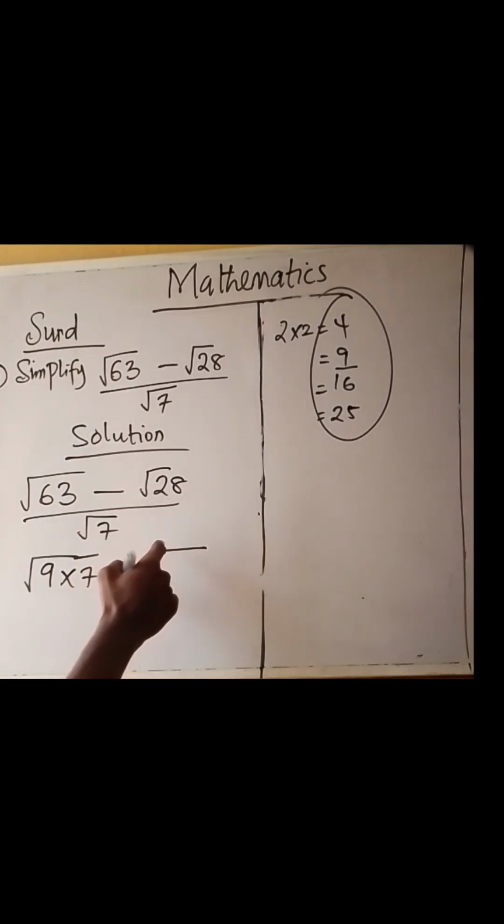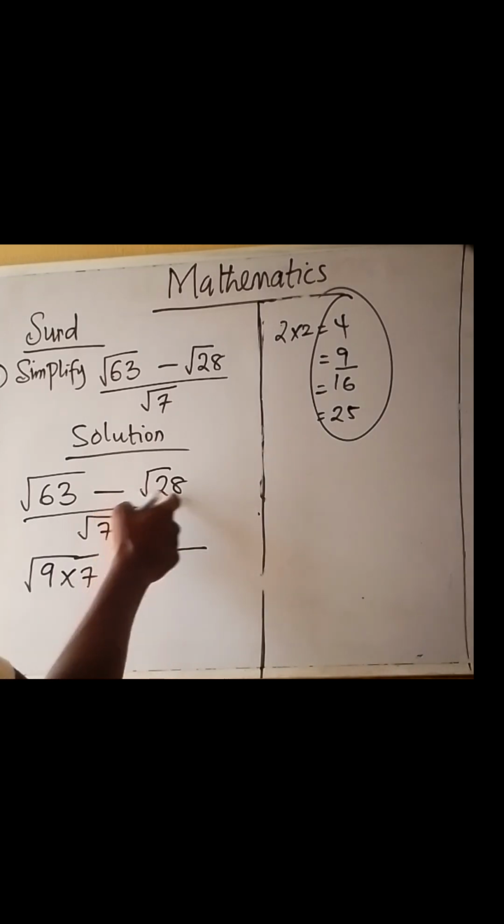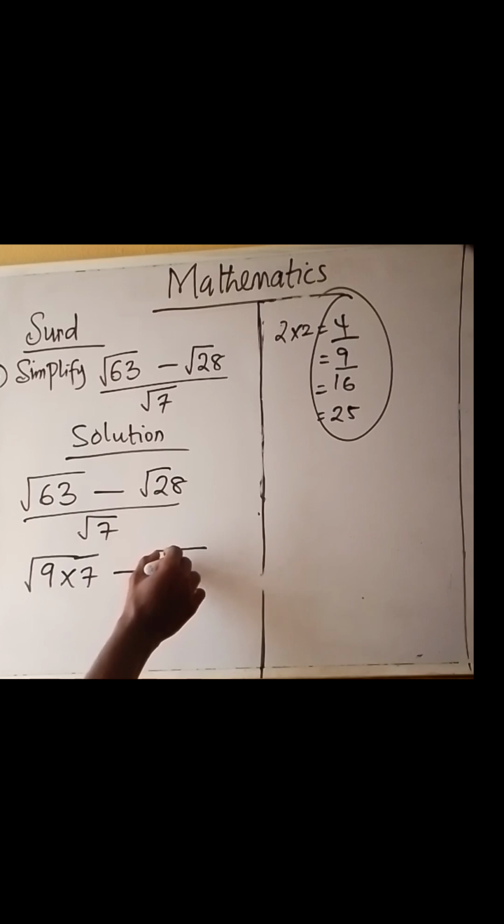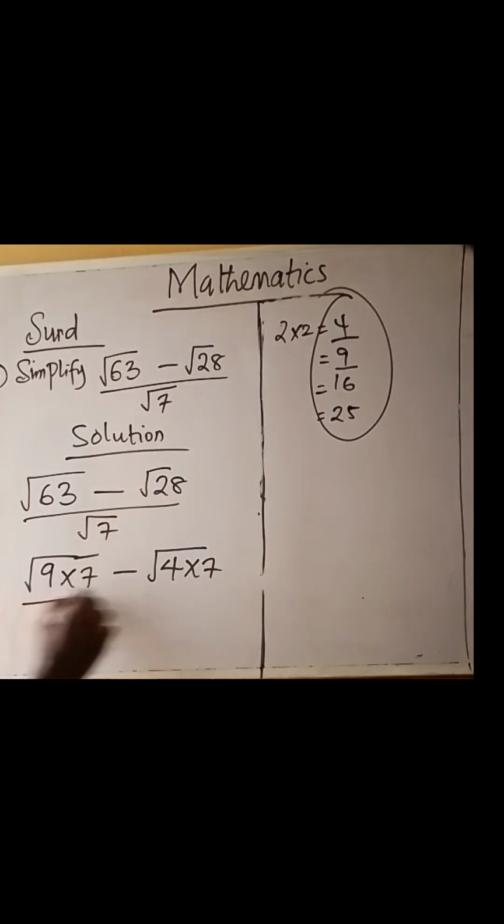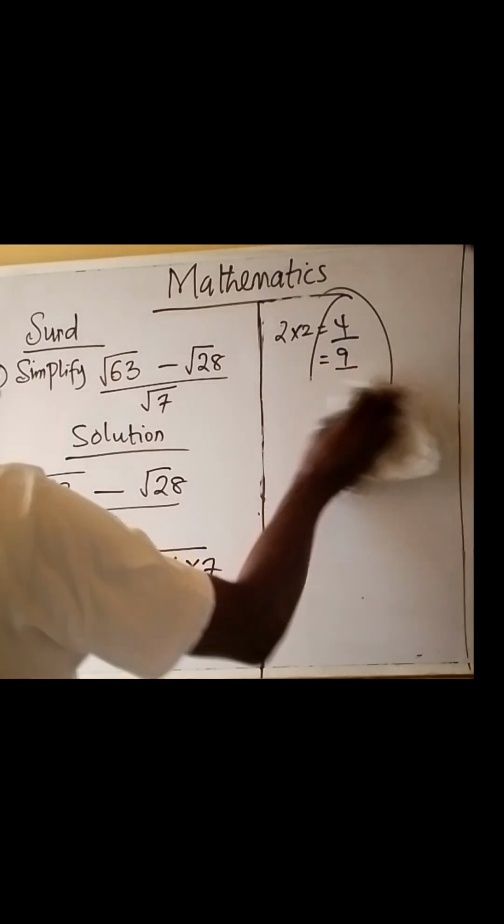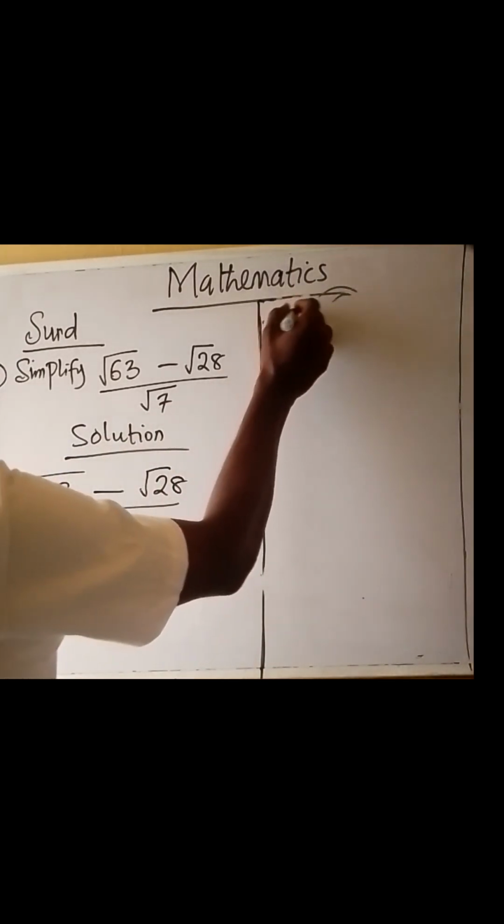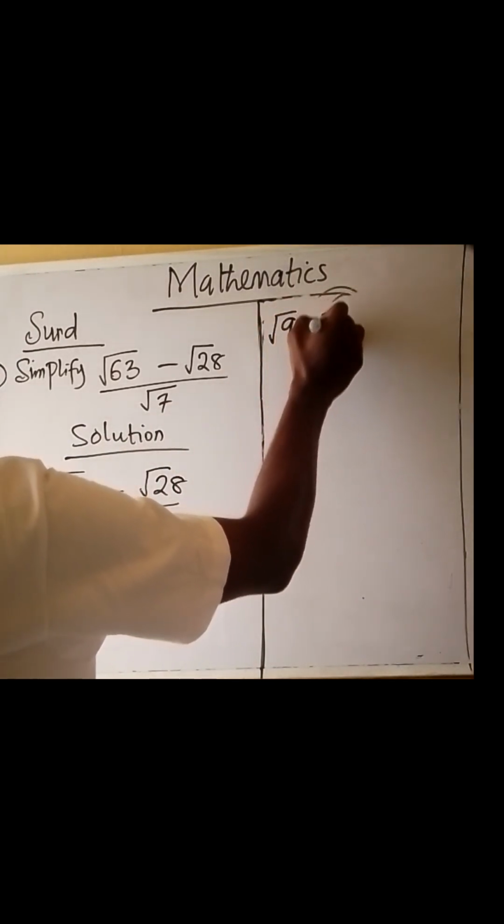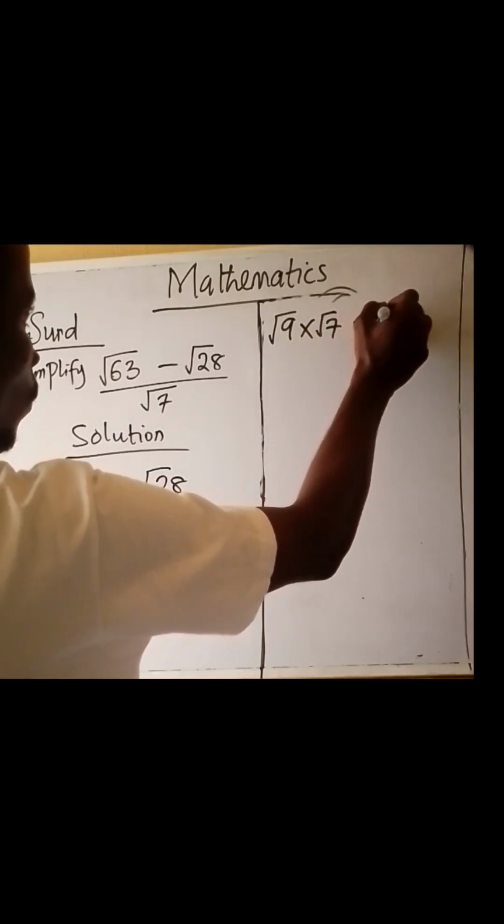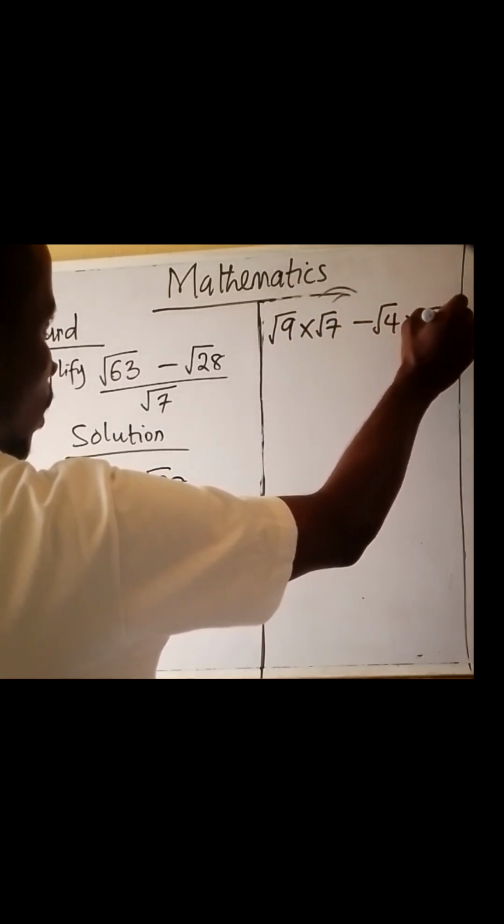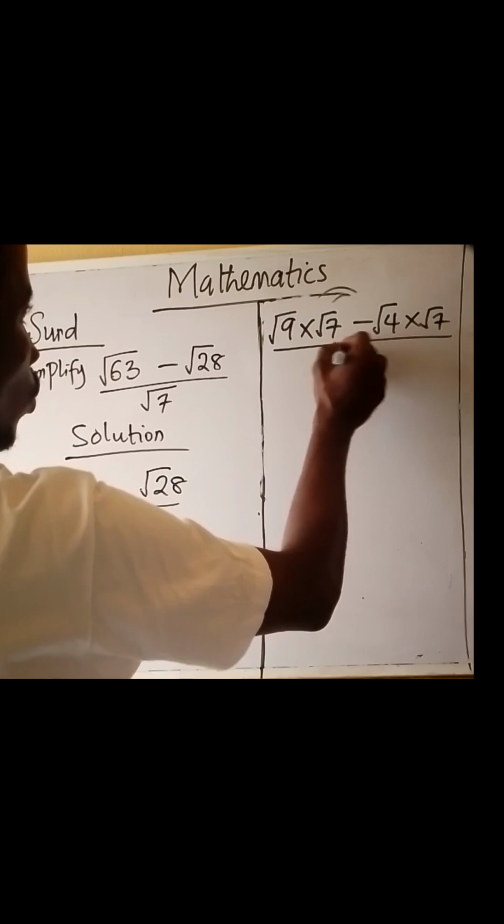Minus the next one. Once the line is a perfect square, I can pick it. One of the factors of 28 is 4. So 4 times 7 gives me what? 28. Over, I bring back my root 7. Now from this part, I can say, since I've gotten this, I now have root 9 multiplied by root 7 minus root 4 multiplied by root 7 over root 7.